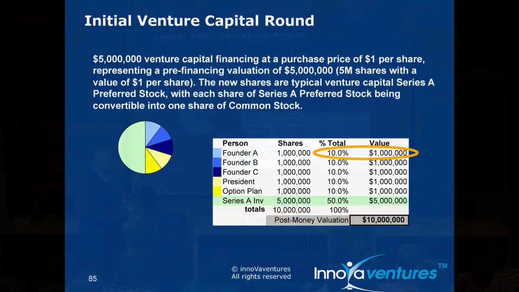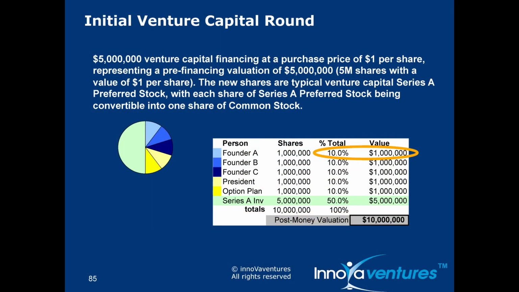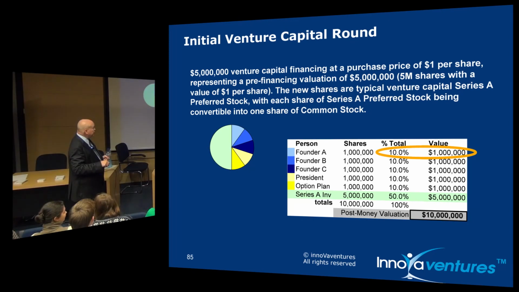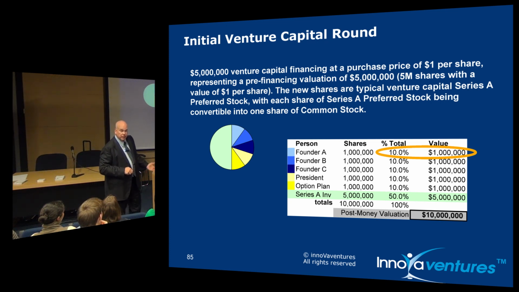So here we're bringing venture capital financing into play, and we're selling at $1 per share. 5 million stock. So all of a sudden, there's someone that has 50% of the company, has $5 million invested here. My piece is now only 10% of the company, but it's worth $1 million. If I can exit with that. Okay? If I can exit with that.